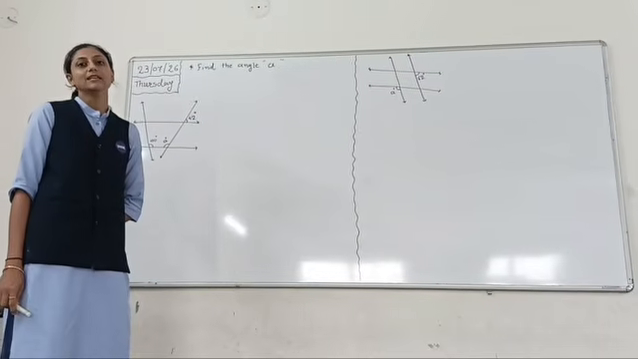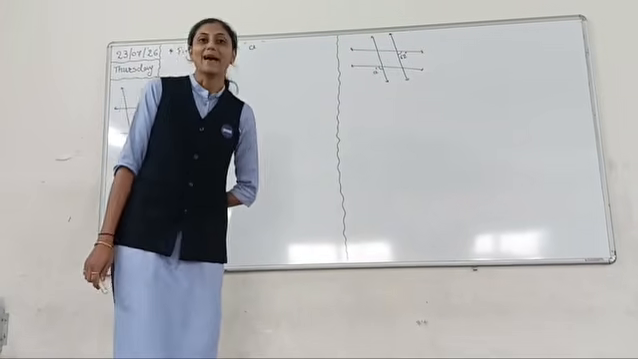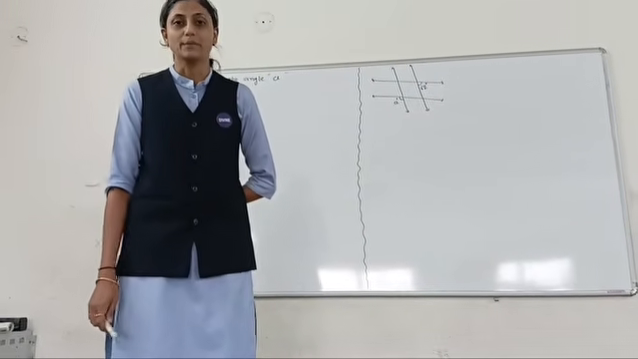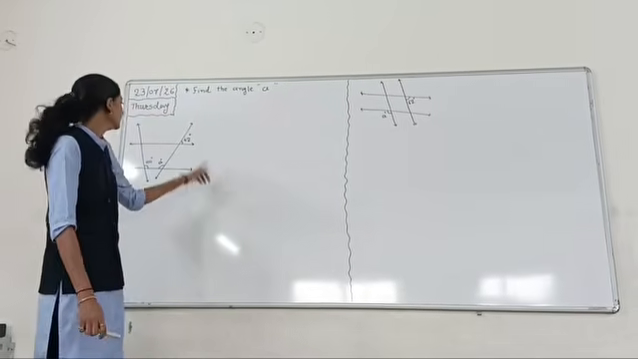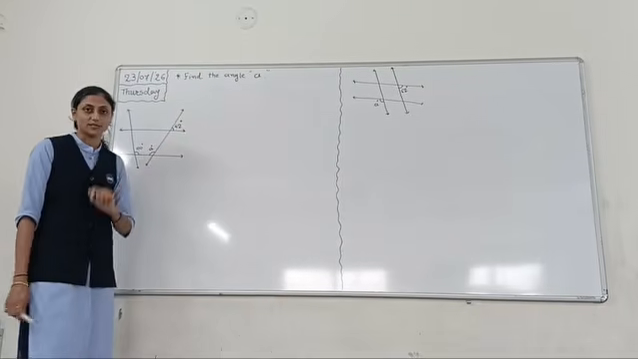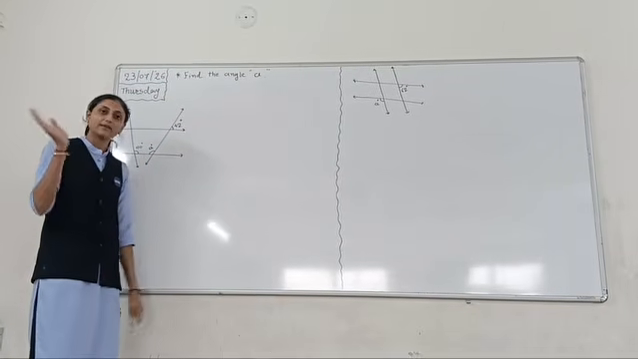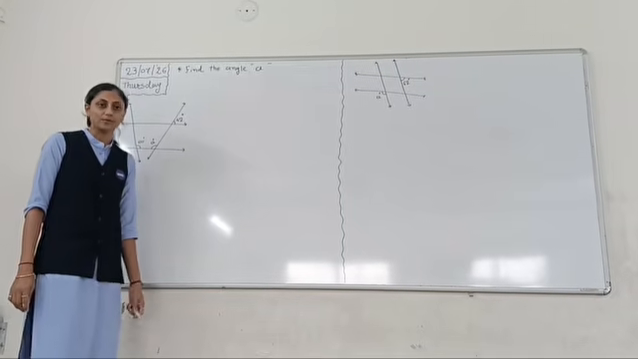Parallel and intersecting lines. For that, we have already discussed parallel lines, then perpendicular lines, intersecting lines. Then we discussed the parallel line and its transversal. That we already discussed. So today we are going to work through figures.